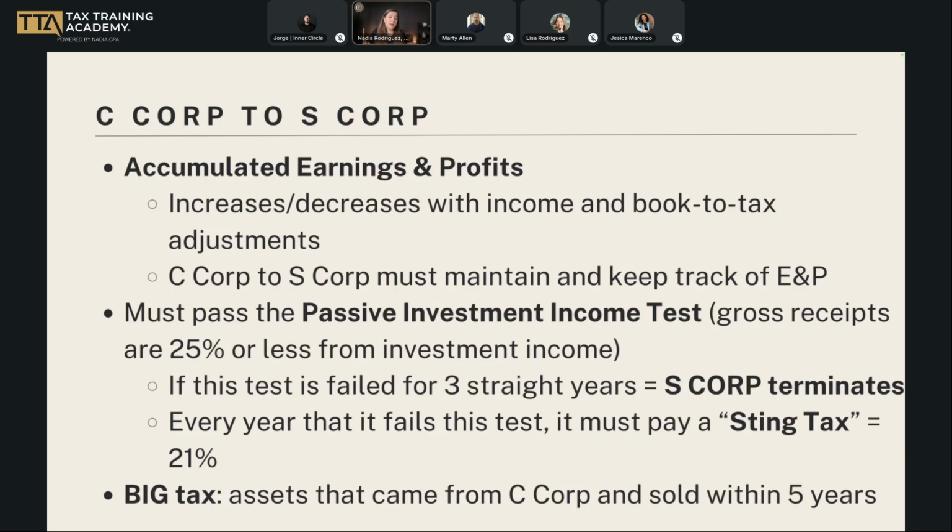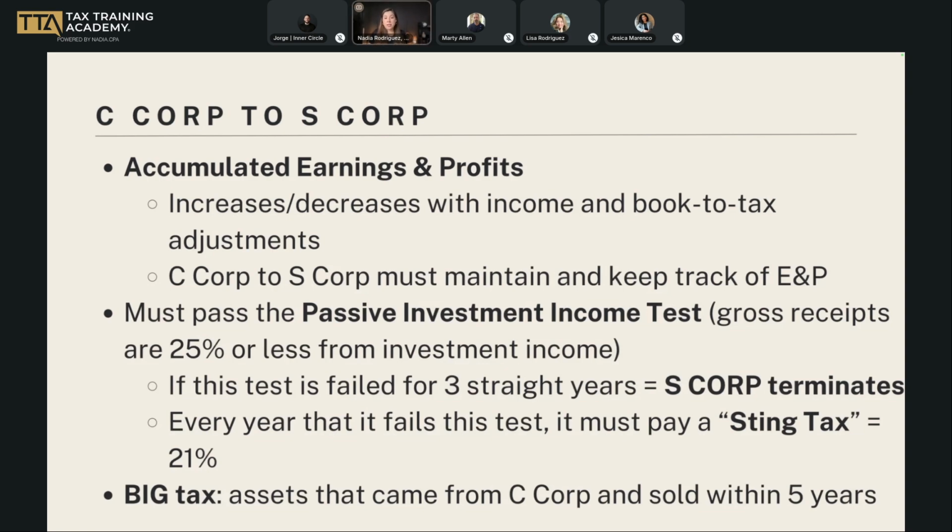Now, remember when I said that by default, if you are formed as a C corporation with your Secretary of State, you have to file the Form 1120. Maybe that C corporation was filing the 1120 year after year, but then one year they decide to elect S corporation status. They're allowed to do that with the Form 2553. However, we have to make sure that we're meeting these tests year after year.